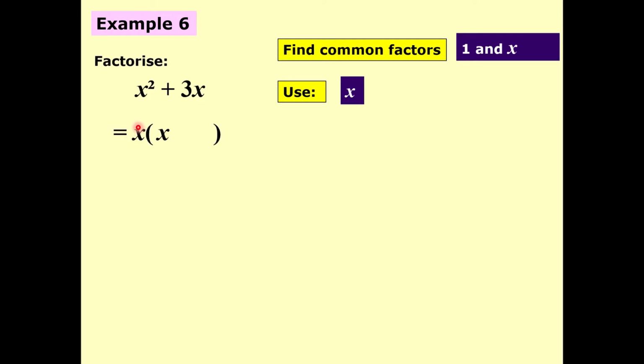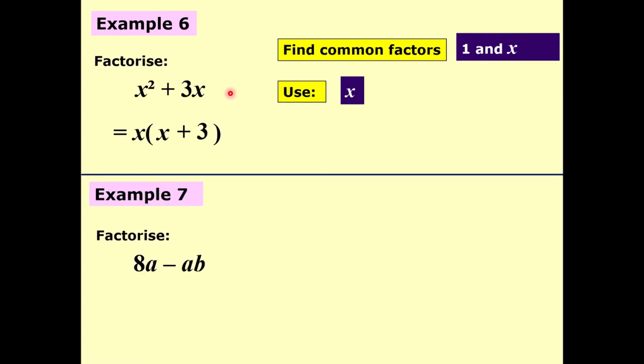And then x times what gives us 3x. Remember, 3x side by side with nothing in between, that means 3 times x. So we must have 3 as our last term within our bracket. So we can check that. x times x gives us x squared, then x times 3 gives us 3x.